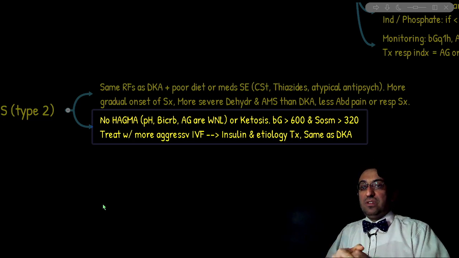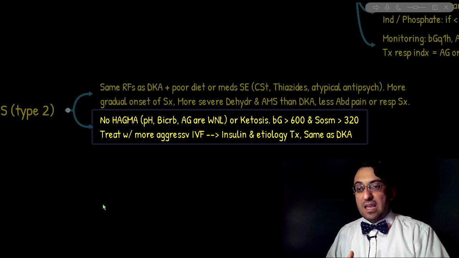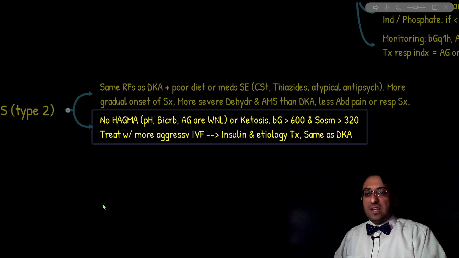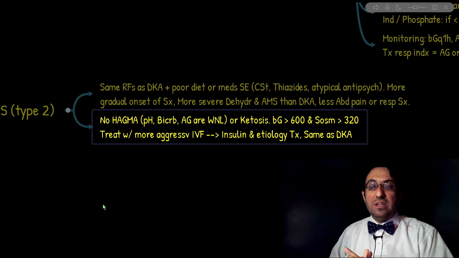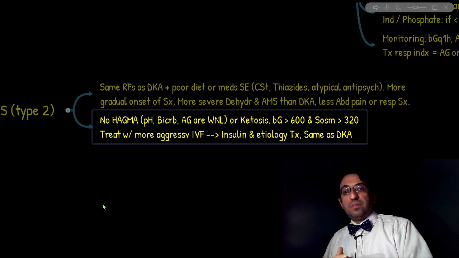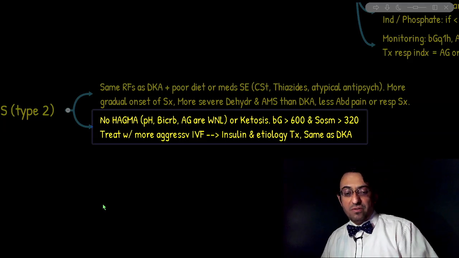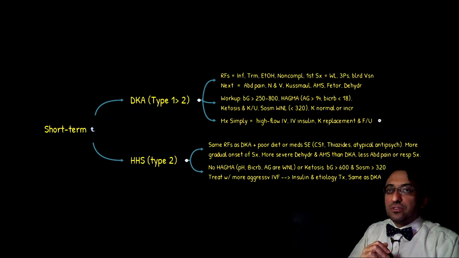Is there any major difference in the management of HHS with that of DKA? Not necessarily. We initiate with aggressive hydration and IV insulin, and we correct potassium if needed, if the potassium level is less than 5.3. Thank you. This finishes our discussion of short-term complications of diabetes.